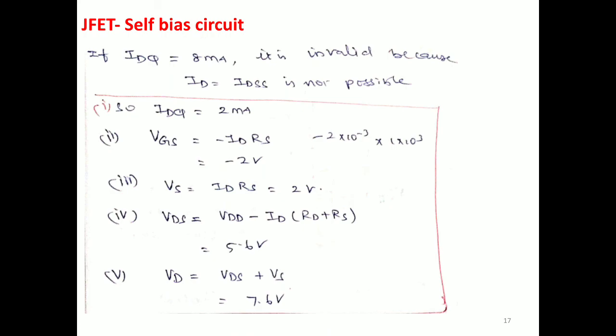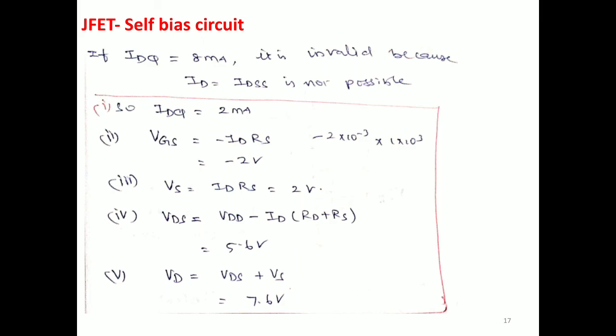If you take the 8 milliamps value, it is not possible, it is invalid, because the maximum saturation current ID is 8 milliamps as given. So you cannot go with the first one. Definitely the second one, ID is equal to 2 milliamps.